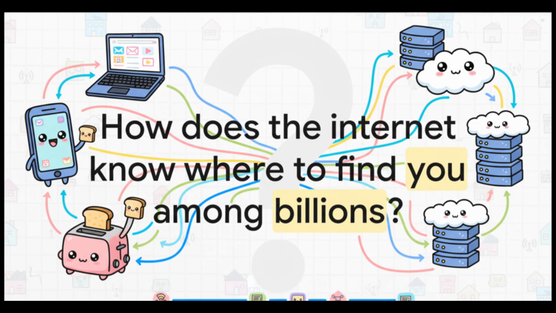So that begs the question, right? With billions, and I mean billions, of phones, laptops, servers, and now even smart fridges all connected, how in the world does that cat video you wanted to watch find its way to your specific screen and not, say, your neighbor's? It's a huge sorting problem, but the solution is actually pretty cool.